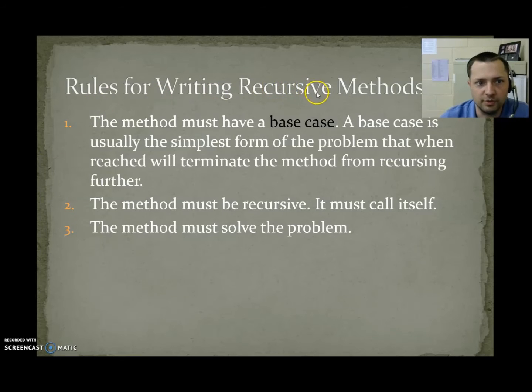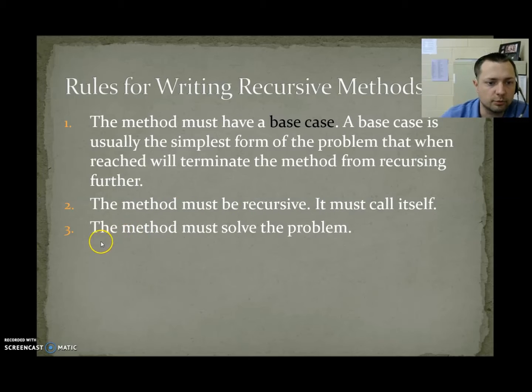Rules for writing recursive methods. The first rule is the method must have a base case. A base case is usually the simplest form of the problem that, when reached, will terminate the method from recursing further. Your second rule. The method must be recursive. It must call itself. That's kind of what recursion is, so that one makes sense.